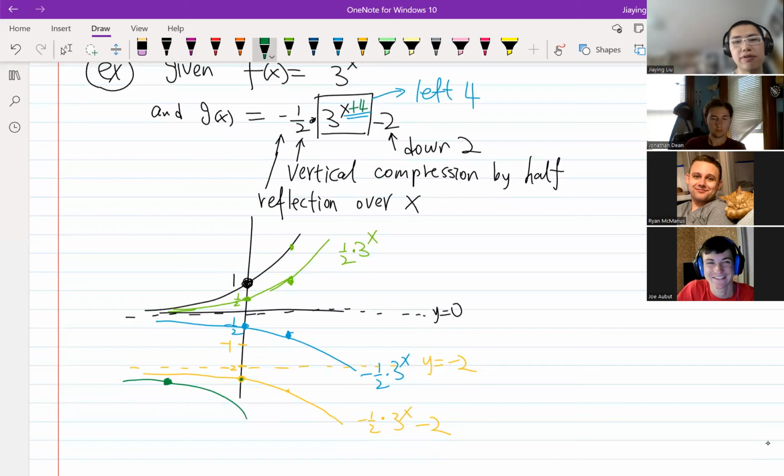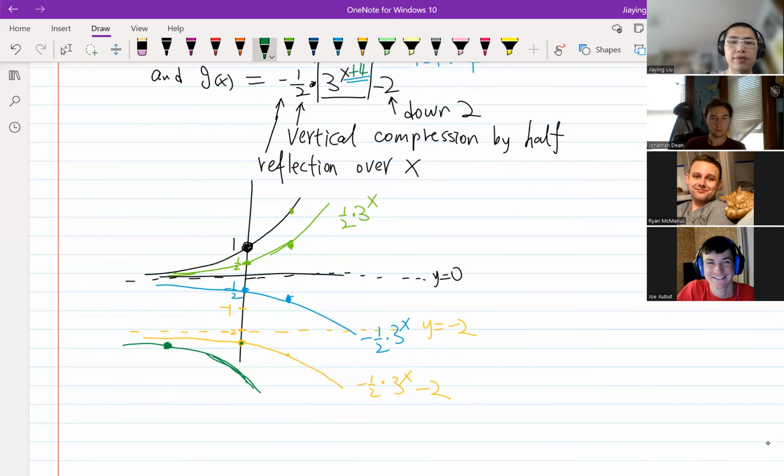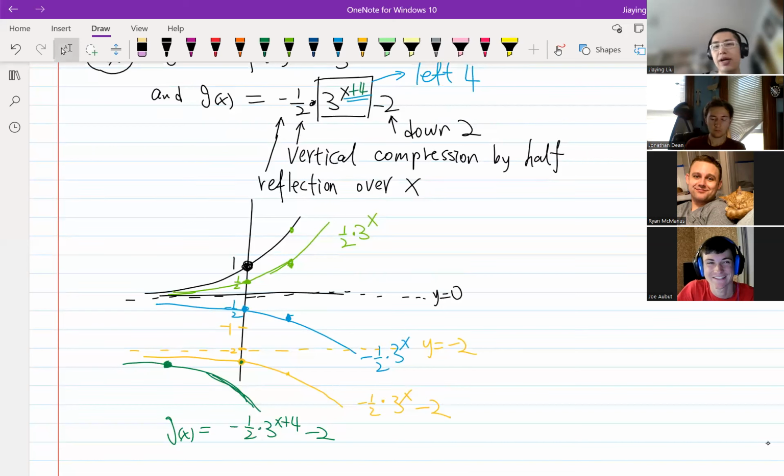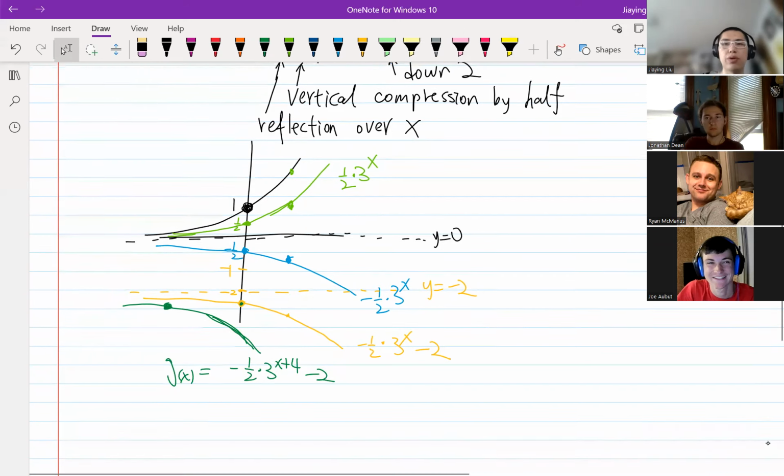We're definitely going to have a different y-intercept here, and I'm not interested in finding it yet. So this is the final graph, -1/2 times 3 to the x plus 4, minus 2. And suppose we're interested in the horizontal asymptote, we can find it from the graph, which is y equals -2.